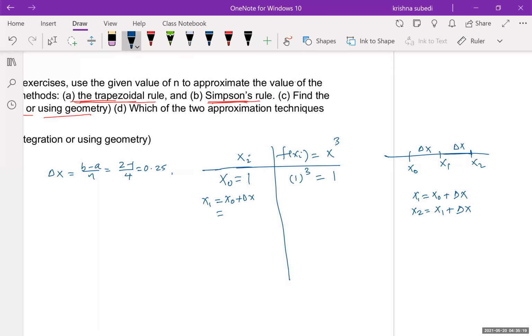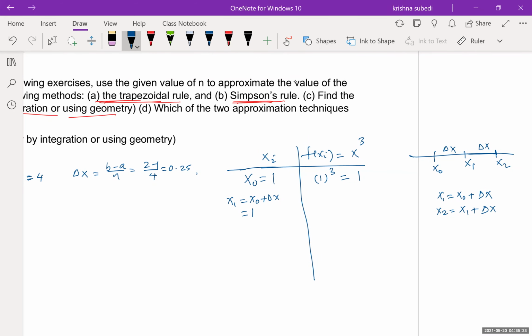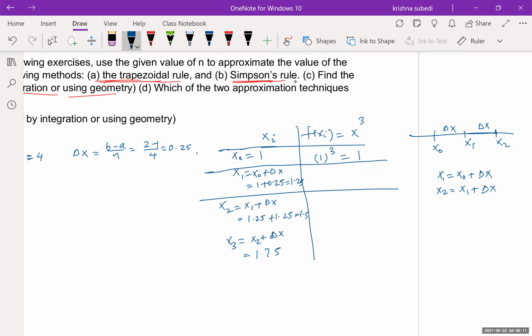So x naught is 1, x1 is x naught plus delta x, which is 1 plus 0.25, which is 1.25, and x2 is x1 plus delta x, which is 1.25 plus 0.25, which is 1.5. x3 is x2 plus delta x, which will be 1.75. And x4 is x3 plus delta x, which will be 2.